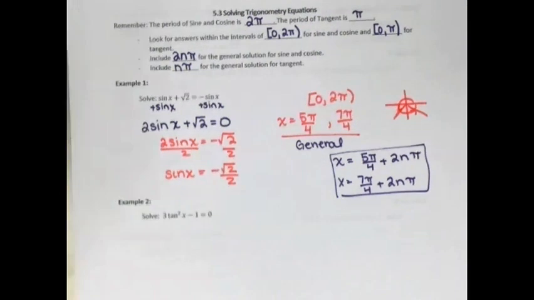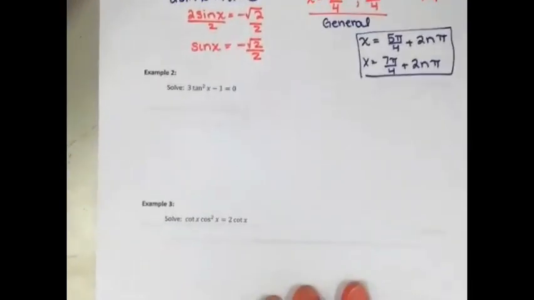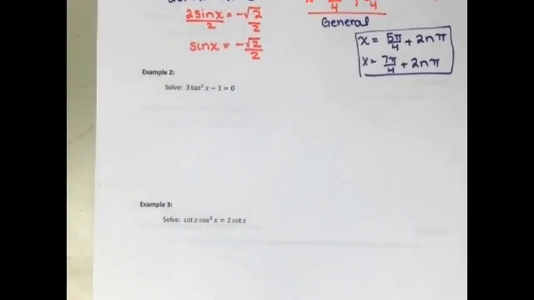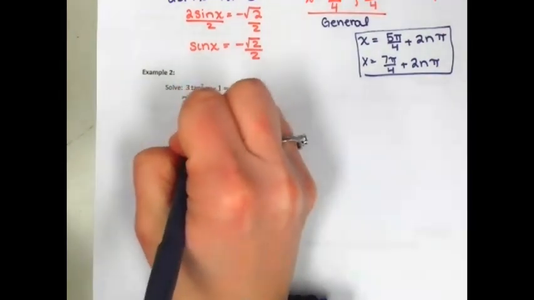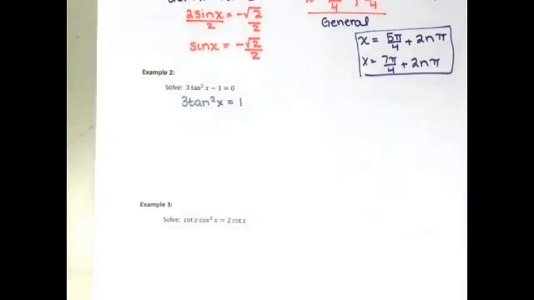Okay. All right. Let's look at the next one. Solve 3 tangent x minus 1 equals 0. What do you think my first thing would be to solve for that tangent of x? Add 1. Yep. So we get 3 tangent x equals a positive 1. And then what?